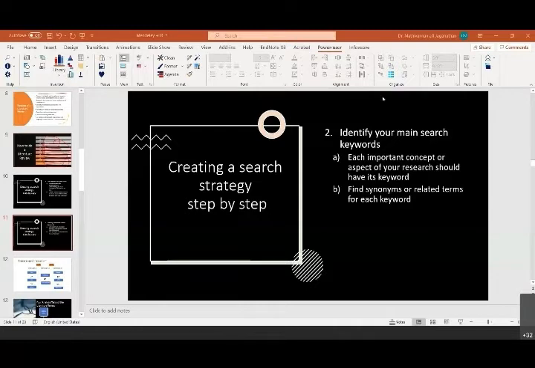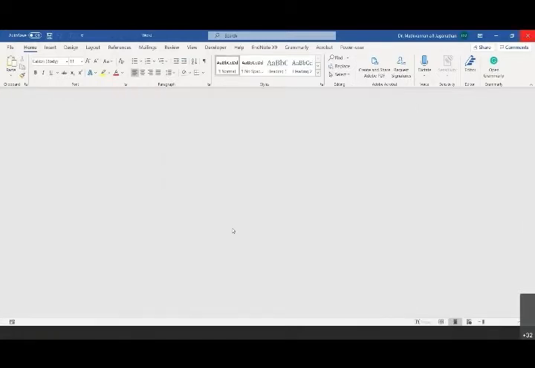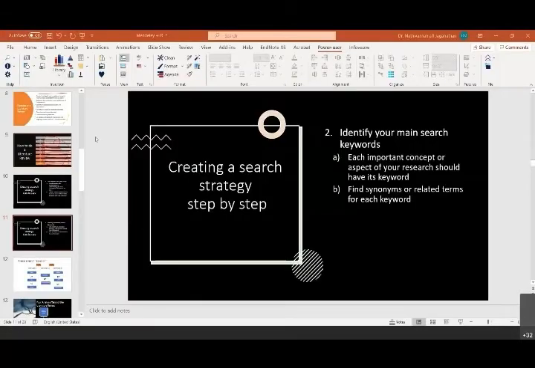For example, like this. My prominent authors. I have a list of the prominent authors. So I put all the prominent authors, and also I put all the keywords here. Some of the keywords. I have another Excel with a lot of keywords over there. This is a simple one.